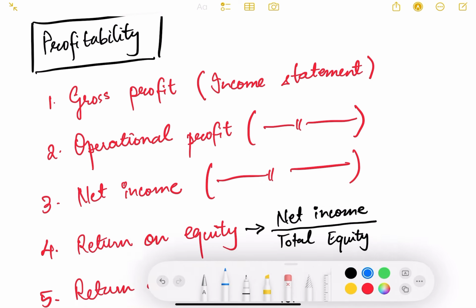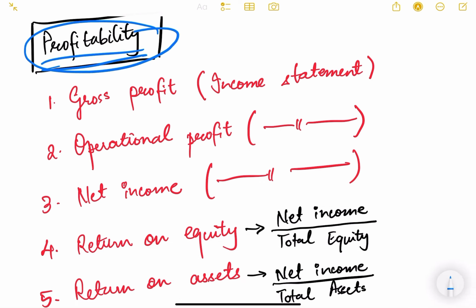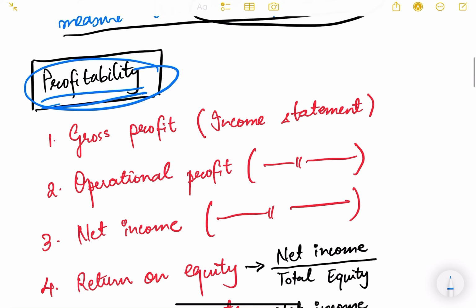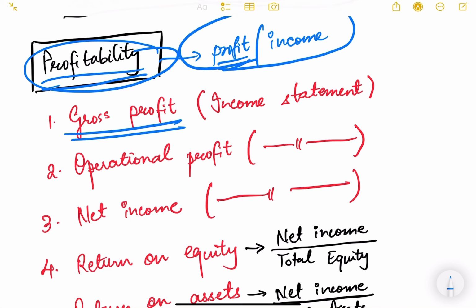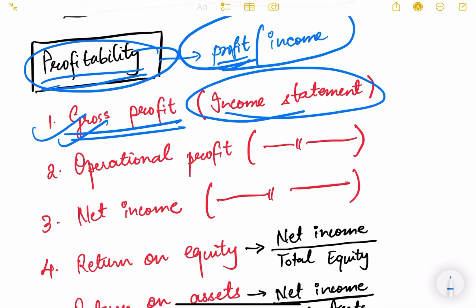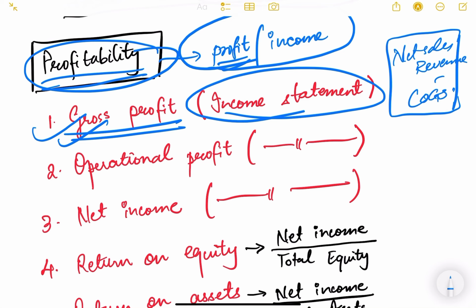First of all, let us see profitability. How do we measure profitability? Profitability meaning what? What is your profit? The profit you are generating, the income you are generating for a company. So naturally the first indicator of profitability is your gross profit. In the income statement we have already seen what gross profit is. Gross profit is basically your net sales revenue minus your cost of goods sold. So this is your gross profit. That is the first and very gross indicator of your profitability.